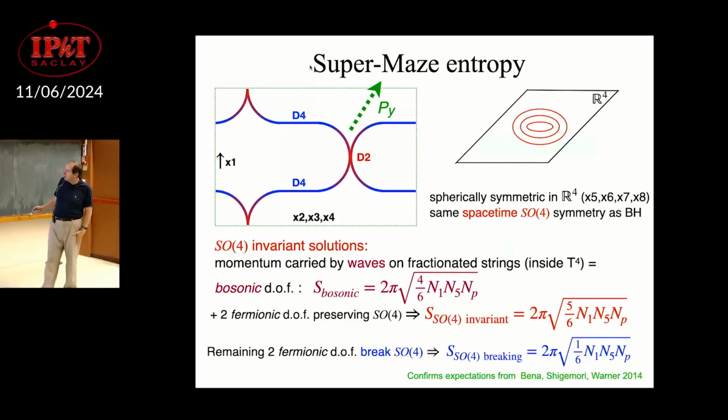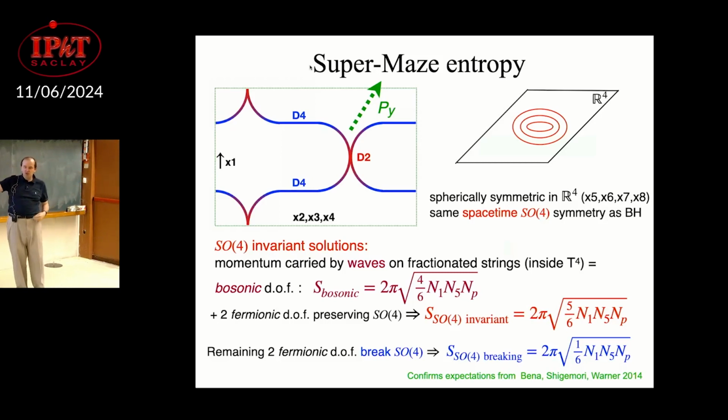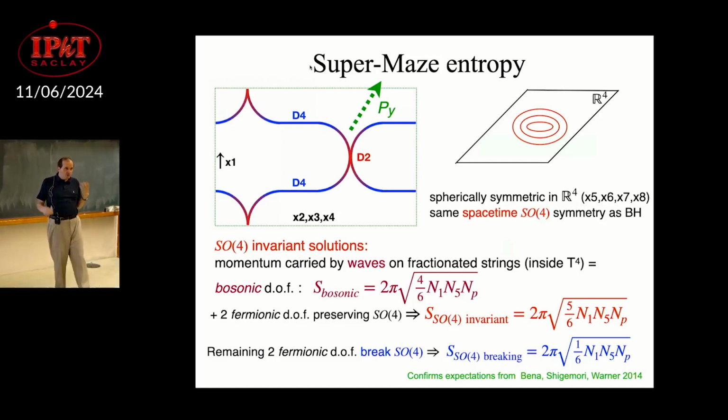You can actually argue that you have bosons, which correspond to the D2 moving inside the D4. And these bosons don't have any R charge. So when you excite all the 4 bosonic degrees of freedom, you actually get microstate geometries which don't break the SO4 symmetry of the black hole. So the black hole is spherically symmetric, and the microstate geometries are going to be spherically symmetric as well. You don't break the R symmetry of the black hole.